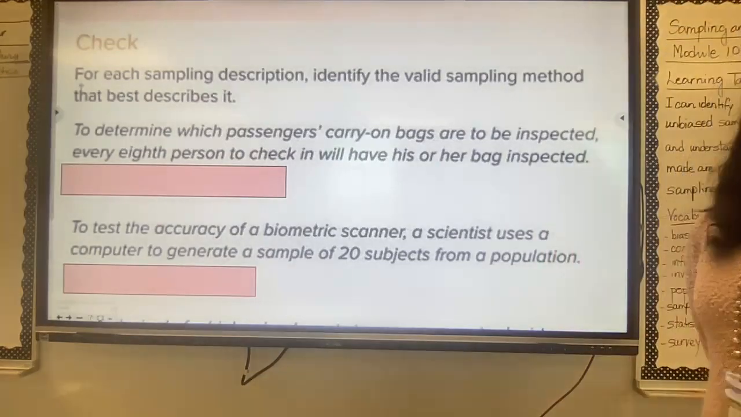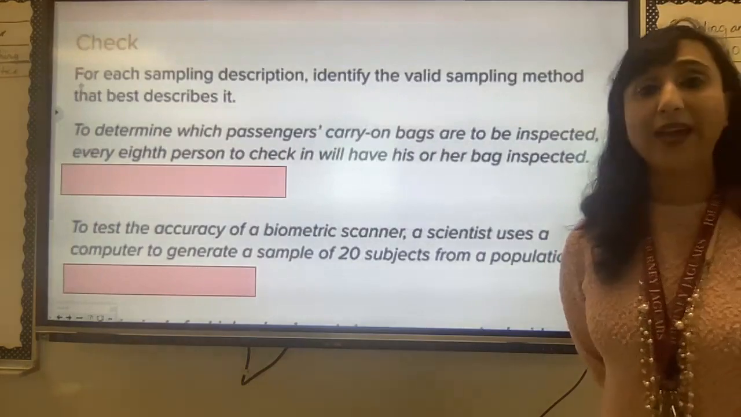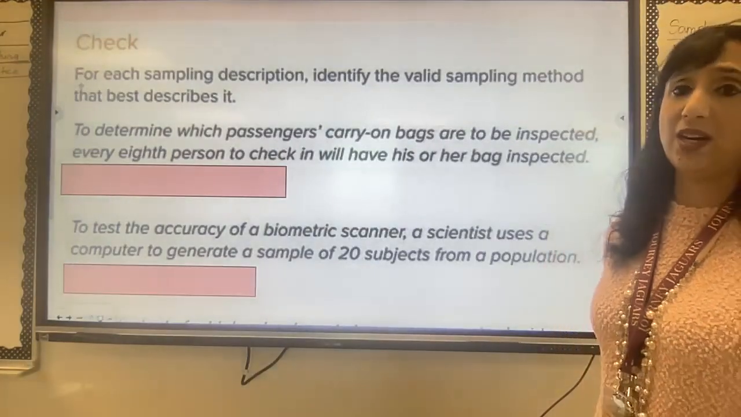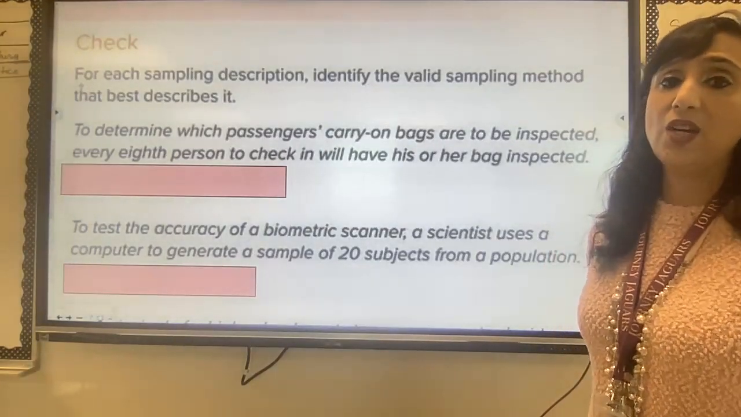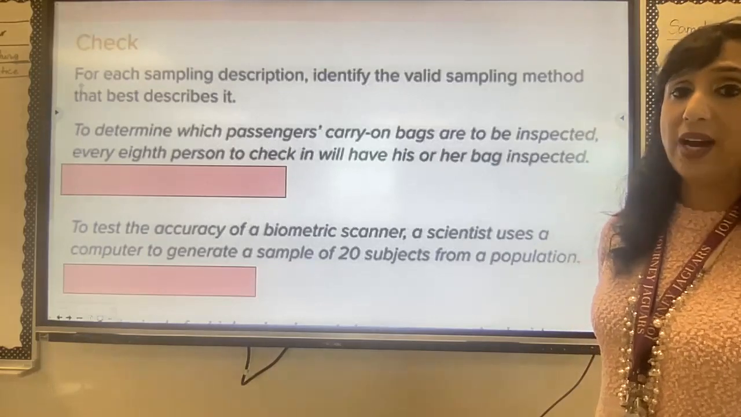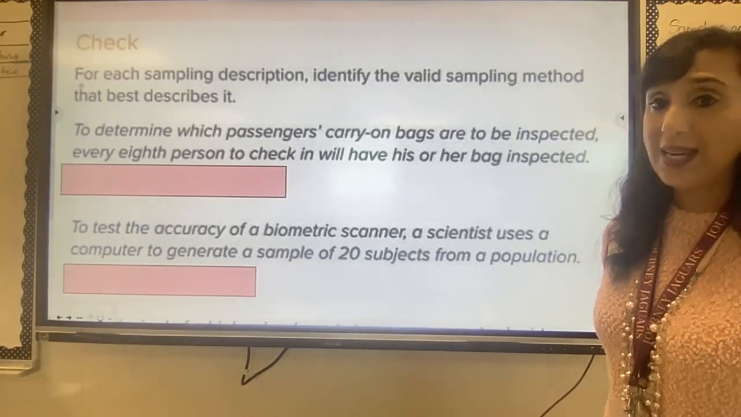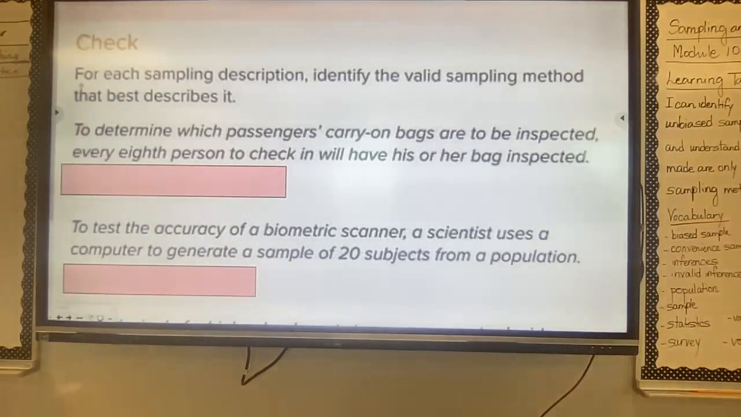The next one: to test the accuracy of a biometric scanner, a scientist uses a computer to generate a sample of 20 subjects from a population.